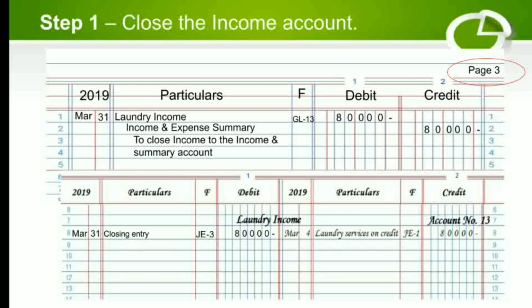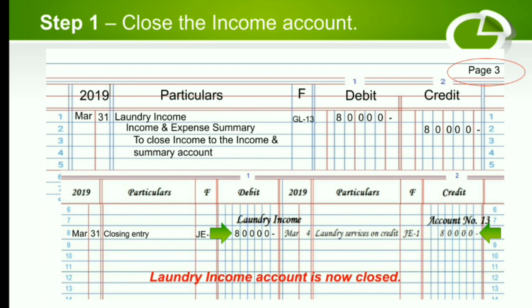Okay, so going back here in the laundry income account. If you notice, in the debit side, we have the debit amount of 80,000, and in the credit side, we have the credit amount of 80,000. So at this point, the laundry income account is now closed. Closed because if you get the difference between these two amounts, it gives us a zero balance. So 80,000 debit less 80,000 credit, or vice versa, gives us the same zero balance. So again, at this point, the laundry income account is now closed. And don't forget to double rule.